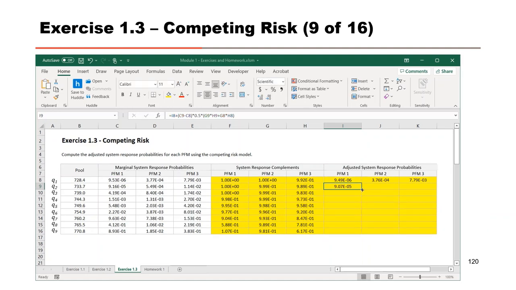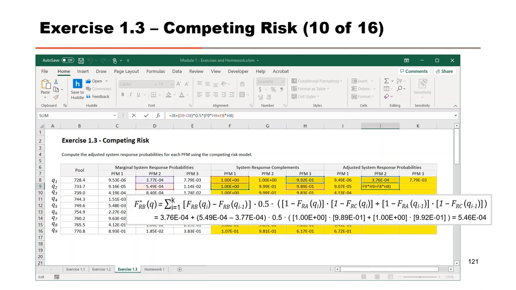Next, you can move your cursor to the corner of the cell and double-click when you see the plus sign to use that same formula to populate the rest of the cells of the column. Now we'll repeat the prior steps for PFM2. The formula is the same, but now we use the system response probabilities for PFM2 and the complements for PFM1 and PFM3.